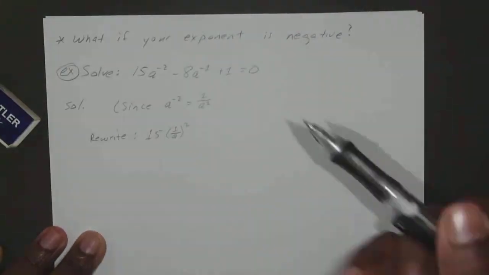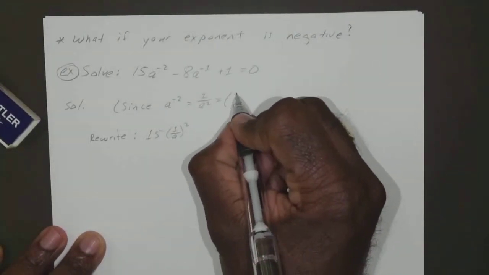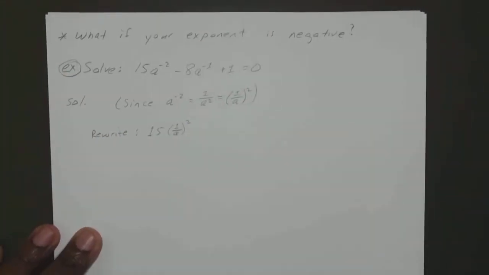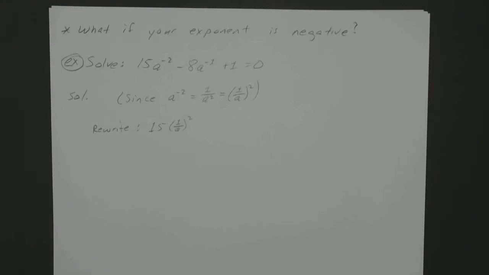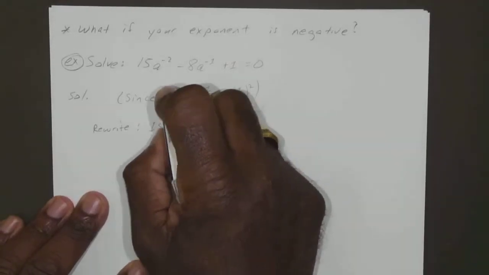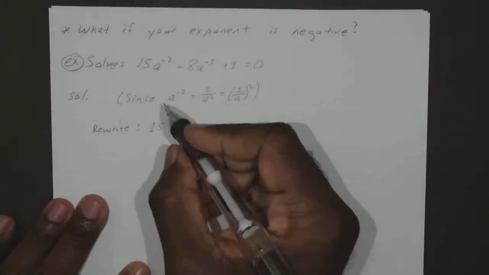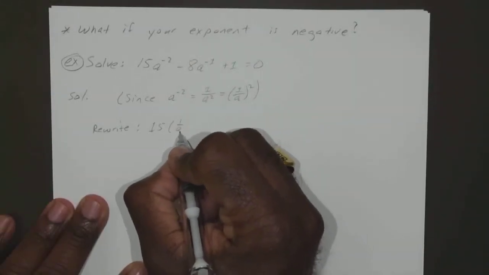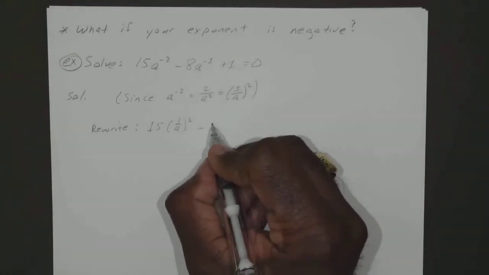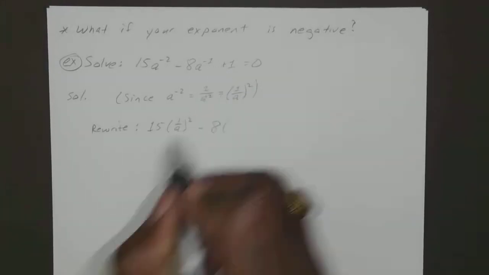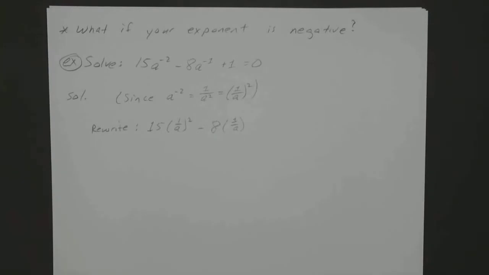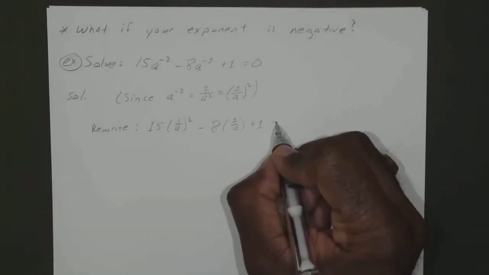So that's 1 over a squared. Okay, minus 8. Instead of a to the negative 1 power, we can make that 1 over a, plus 1 equals 0.